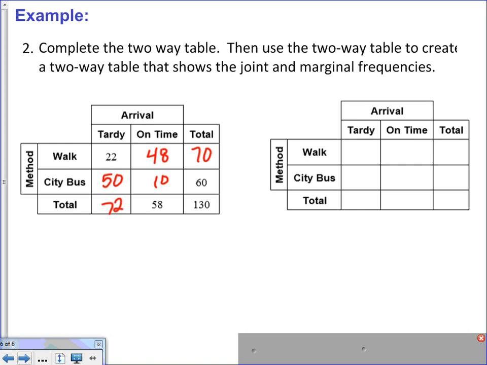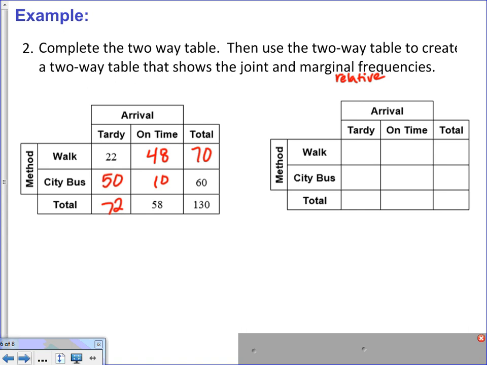Now, this direction is wrong. It says then use the two-way table to create a two-way table that shows joint and marginal relative frequencies. I should have put in there, I apologize, I forgot the word relative.